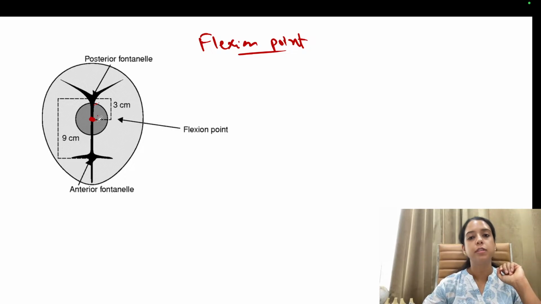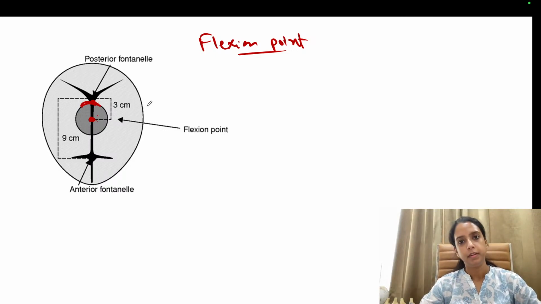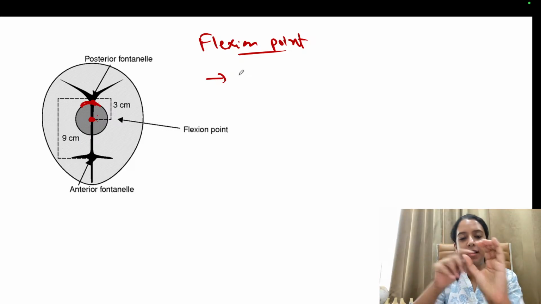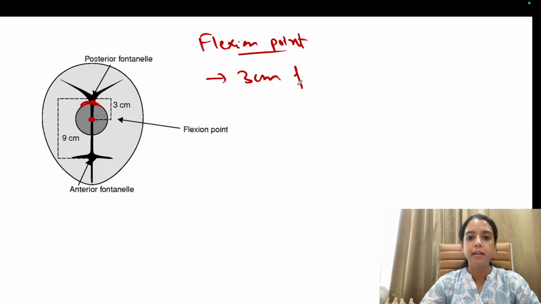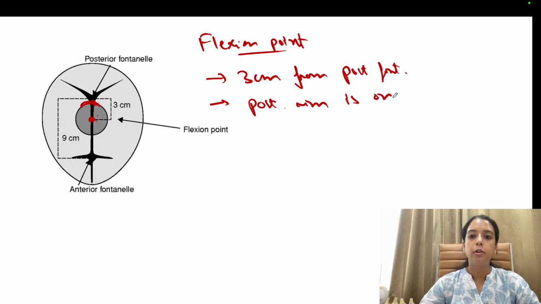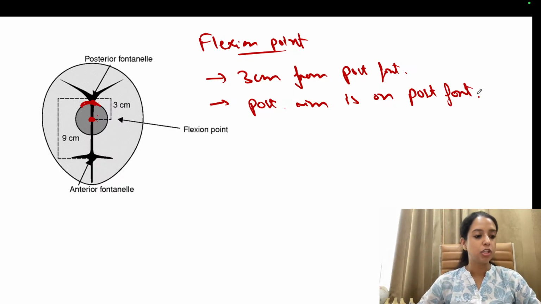3 cm from the posterior fontanelle. The center of the cup is 3 cm ahead of the posterior fontanelle. So when it is applied this way, the posterior rim is on the posterior fontanelle. So there are two ways of describing the flexion point: the center of the cup should be 3 cm from the posterior fontanelle, or the posterior rim is on the posterior fontanelle.